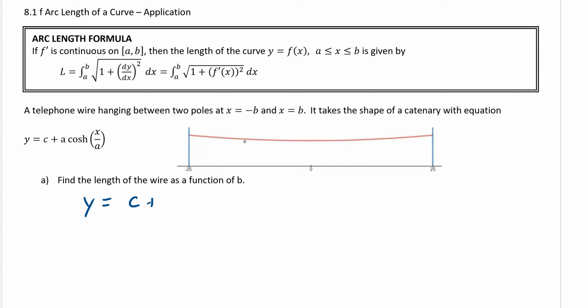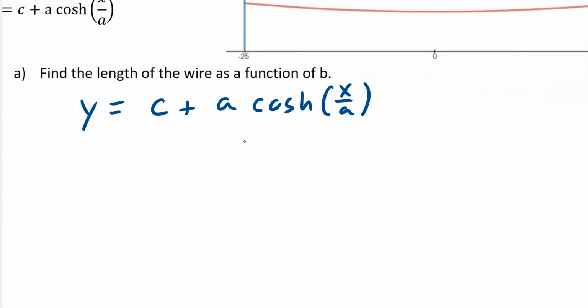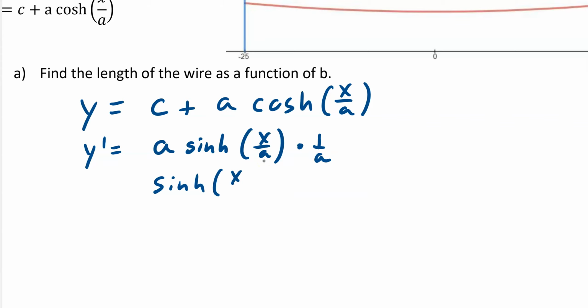So y here is c plus a cosh of x over a. And now we do our derivative. So y prime would equal, and c is a constant, so goodbye. And then we get a sinh of x over a times the derivative of the inside, which would be 1 over a. So this just gives us sinh of x over a.